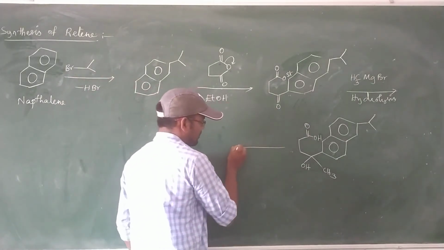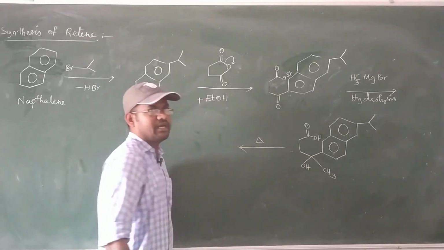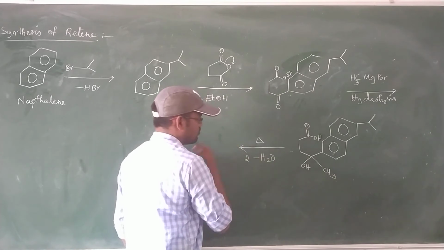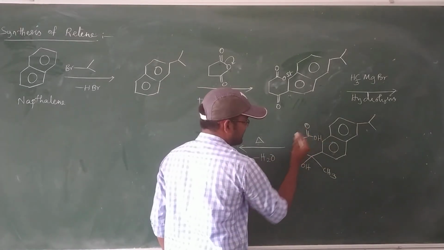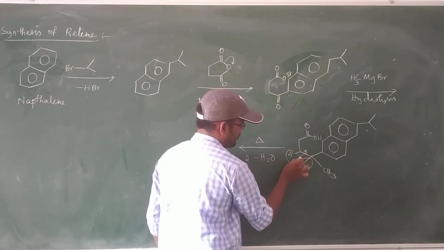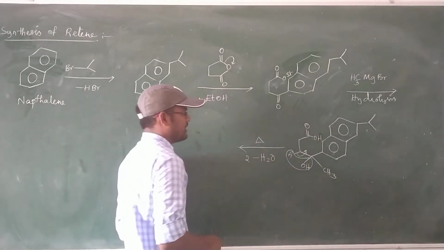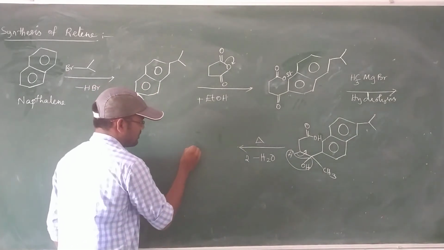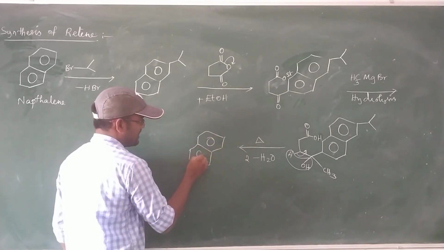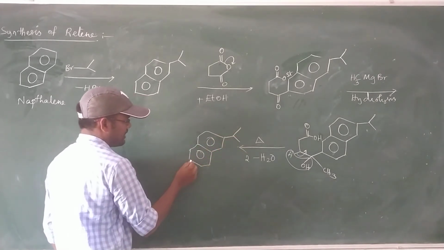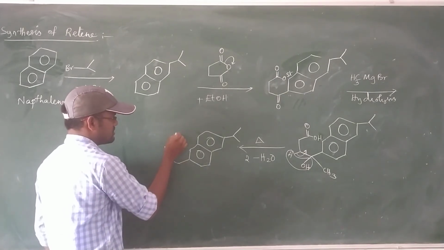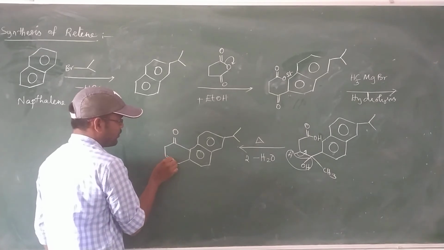Finally, in the thermal reaction, elimination of 2 moles of water takes place. 1 mole of water is eliminated here, and another mole of water is eliminated in the form of H and OH part. As a result, cyclization of the third ring takes place. This is the isopropyl group, and here this is a double bond O.